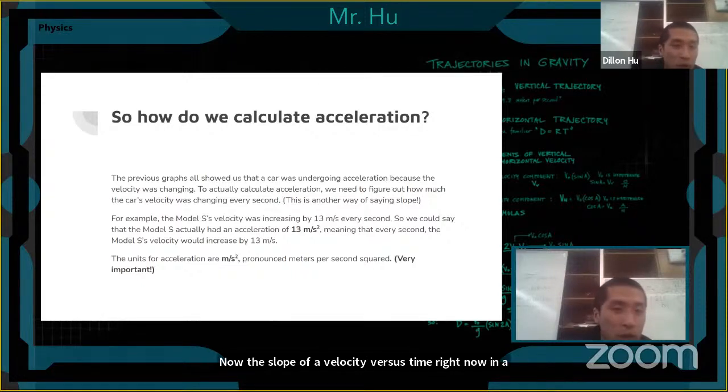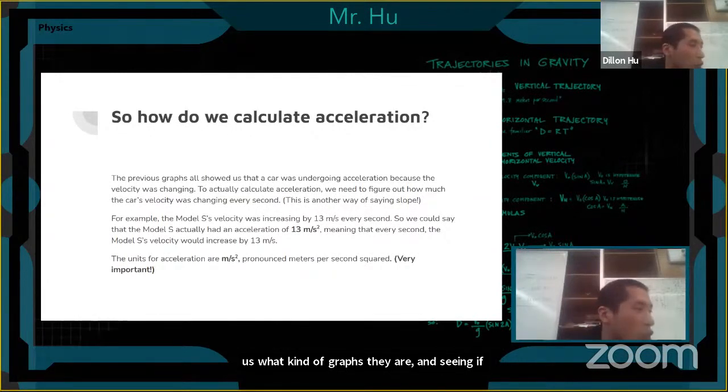That's going to be one point of confusion here. So we're going to be spending quite a bit of time working on being able to read graphs and figure out what the graphs are telling us, what kind of graphs they are, and seeing if we can figure out some different quantities from that.